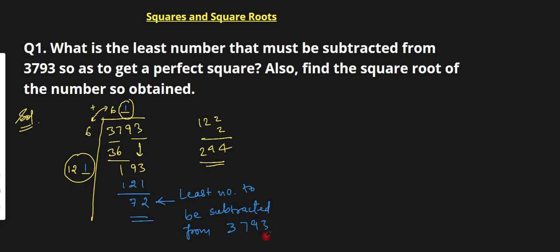Okay, so this is the first part. This is the first solution of this question. Now after this, subtract 72 from 3793. You will get 3 minus 2 is 1, 9 minus 7 is 2, and 37 as it is. Now 3721, this is a perfect square. Now take the square root of this number.